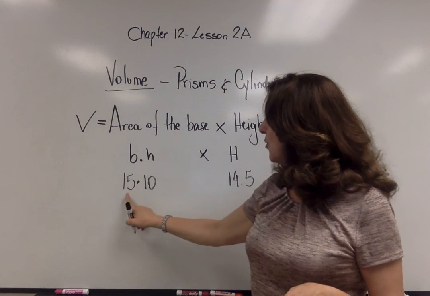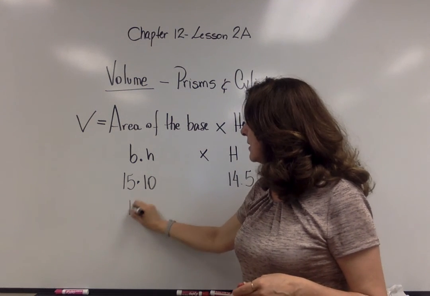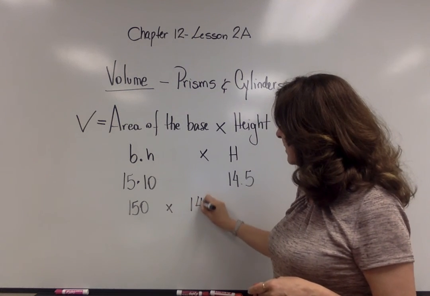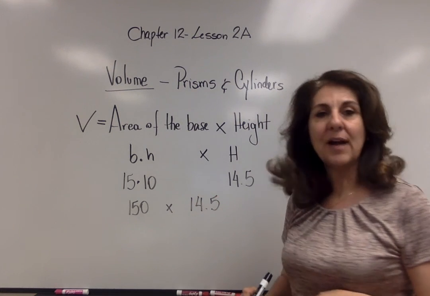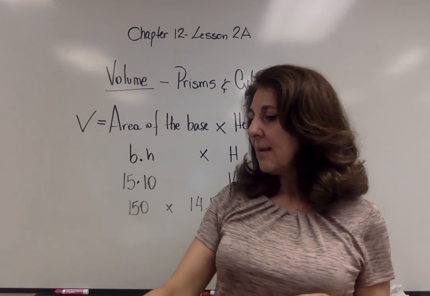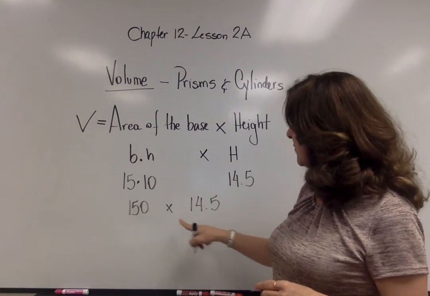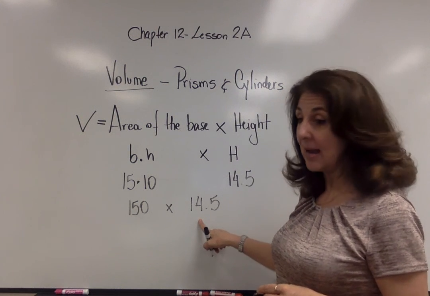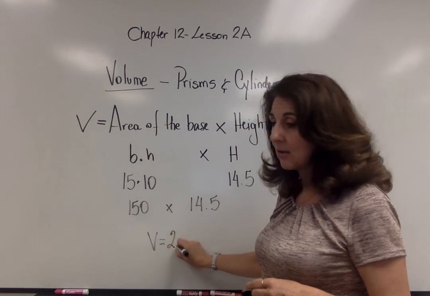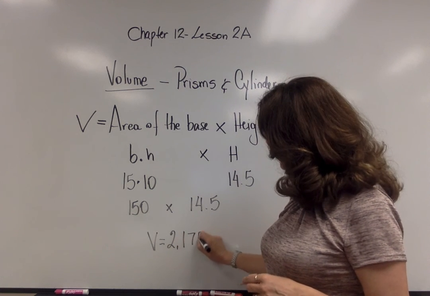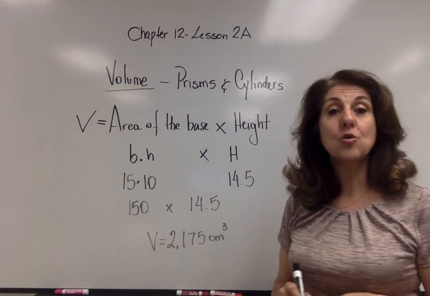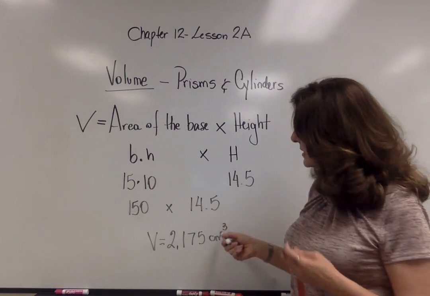What do I have to do? 15 times 10 is 150 multiplied by 14.5, which is the height of my prism. So when I multiply 150 by 14.5, what I get is that the volume is equal to 2,175 centimeters cubed. And here is the difference.